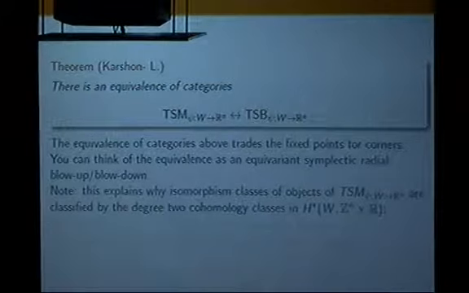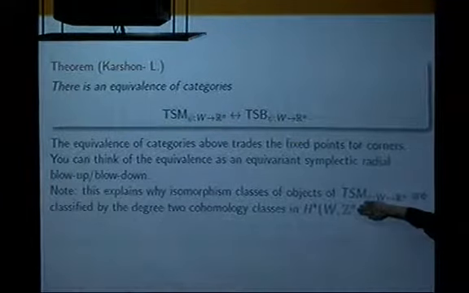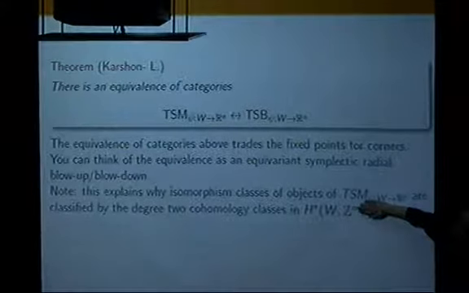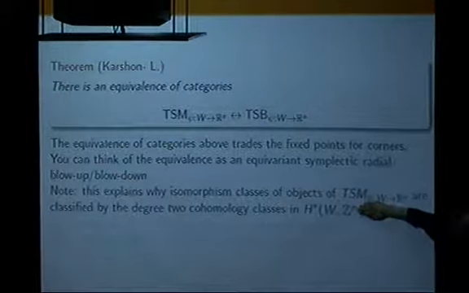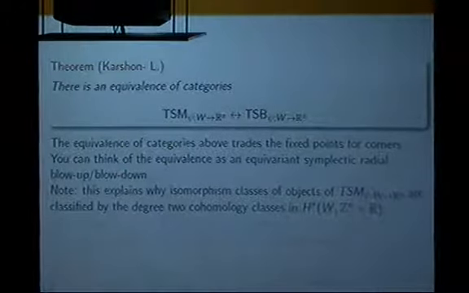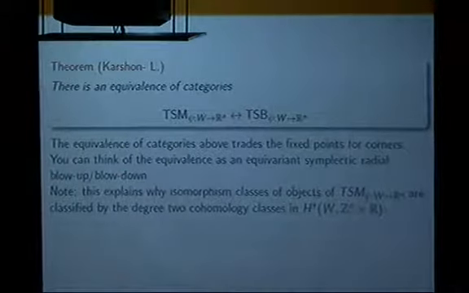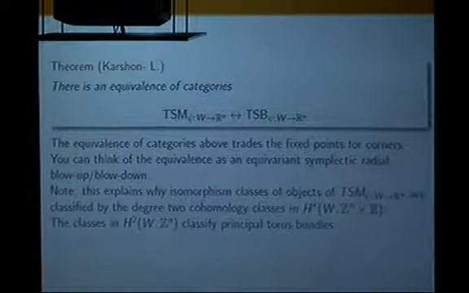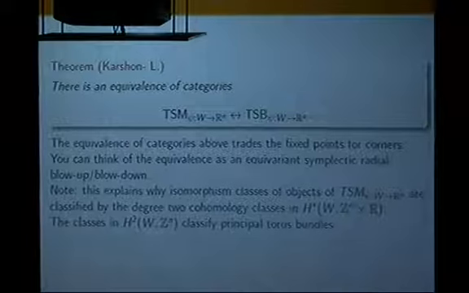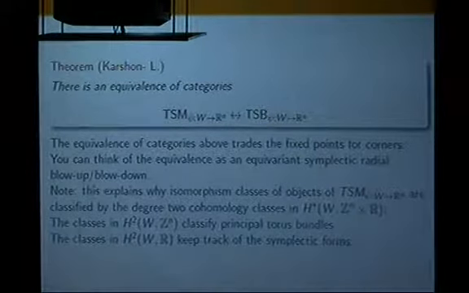It also explains why you classify toric manifolds by these things, right? Because if you just look at this, this is classifying principal torus bundles. But I don't want just any principal torus bundle. I want one with a symplectic form. I have to keep track of the form. So the integral cohomology keeps track of the bundle, and the class in there keeps track of the form.